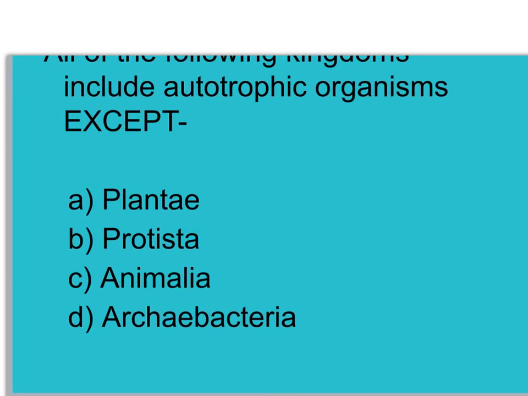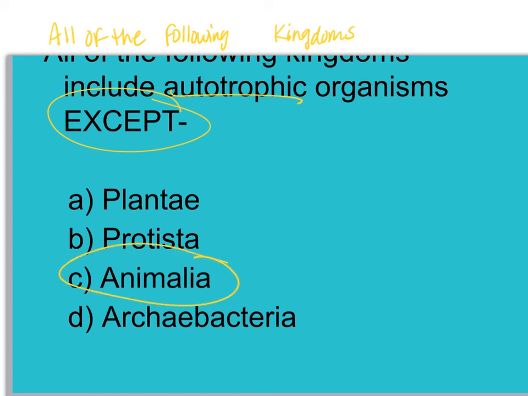So this should say, all of the following kingdoms include autotrophic except. So what does not include autotrophic animals? Hopefully you picked Animalia. Sorry, I told you the answer.